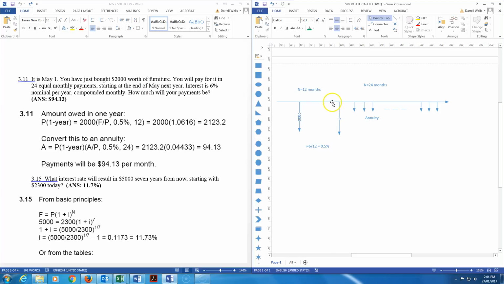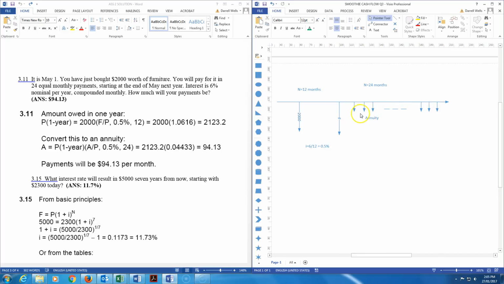Then the problem says after that 1 year, you need to start making payments on that loan, and those payments will be spread out over the next 2 years. Because we're still talking about compounded monthly, our annuity period now will be spread out over 24 months, which is the 2 years. And we want to calculate the monthly payment for the amount of money that we owe over the next 2 years. In the first part of the calculation, we calculated the future amount for $2,000. That future amount now becomes our new present amount.